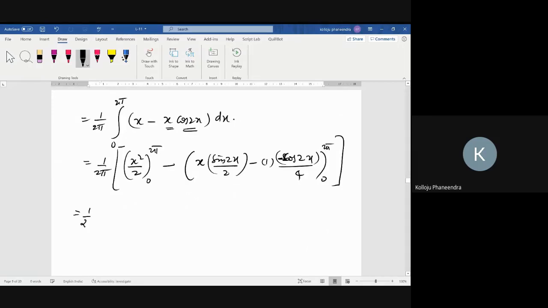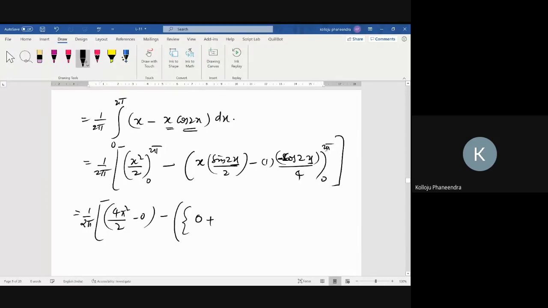So this is 1 by 2 pi. This is what? 4 pi square by 2. Lower limit 0. This is over. Coming to this, again big bracket. In this one, upper limit 2 pi. Sine 4 pi is 0. This minus into minus is plus.